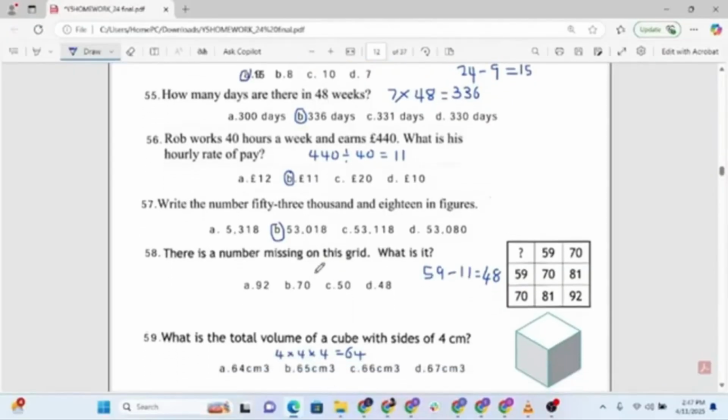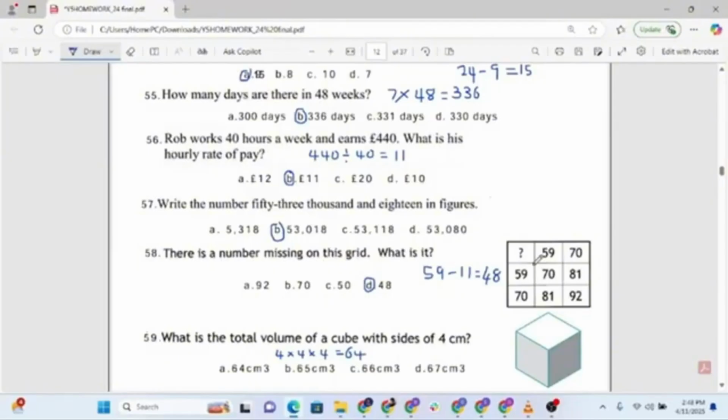Question 58. There is a missing number on this grid. What is it? The correct answer is option D, 48. Detailed explanation. The puzzle grid is set up so that each cell changes by 11 when moving horizontally or vertically. First, notice that moving from one cell to the next cell in the same row adds or subtracts 11. Similarly, moving from one cell to the next cell in the same column adds or subtracts 11.